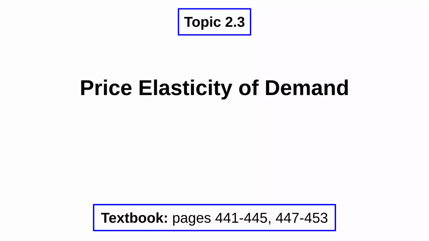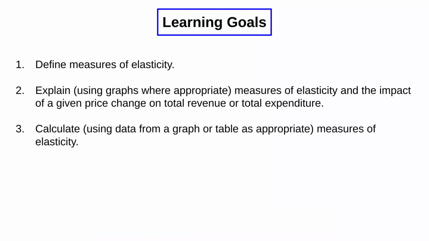Hey guys, it's Mr. Schmidt here, and in this video, we're going to look at topic 2.3, which is the price elasticity of demand that's found on pages 441 to 445, and then 447 to 453 in your textbook. So basically, what we're looking at here is kind of a bit of a detour from the graphing we've done with supply and demand, although we'll do a tiny bit in this topic.